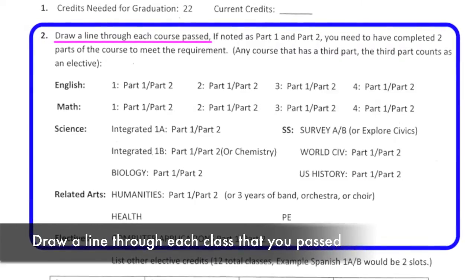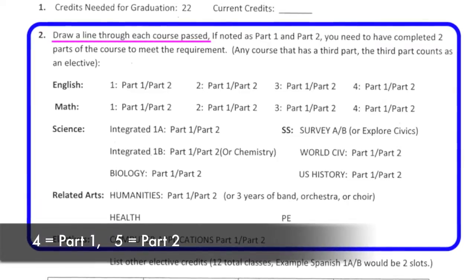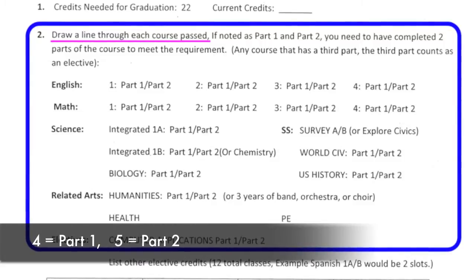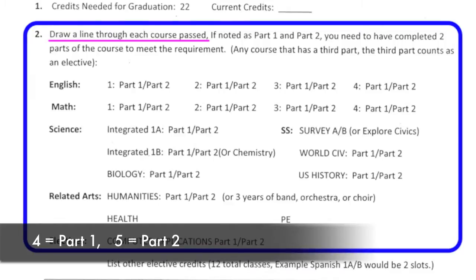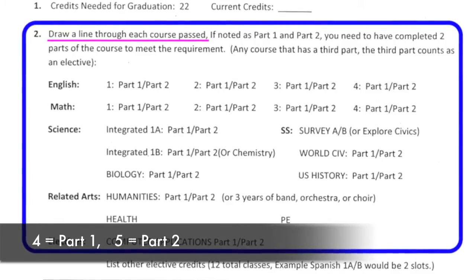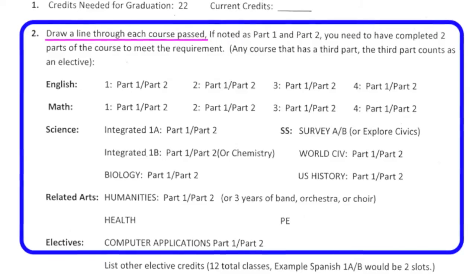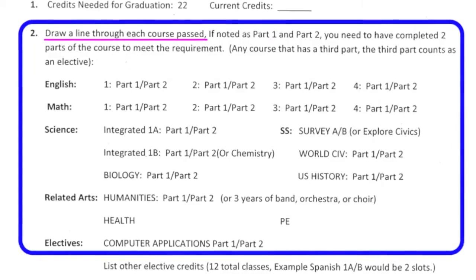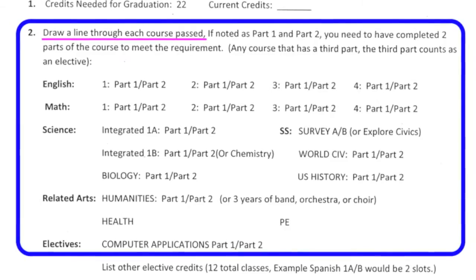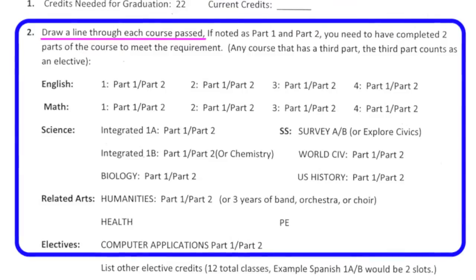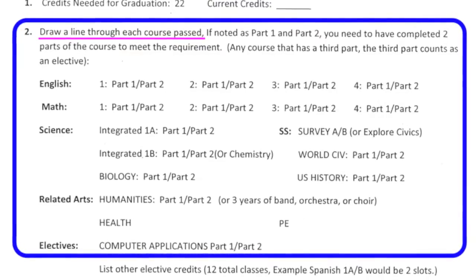If it's part 1, you're going to draw a line through part 1. So if that class ends in a 4, for example, English 1, you're going to draw a line through part 1. If the last number on English 1 ends in a 5, you're going to draw a line through part 2. You're going to complete that for English, math, science, social studies, related arts, which is your humanities, health, and PE, as well as your computer applications. Teachers, at this time, if you would please press pause on your video and give students time to complete this task.